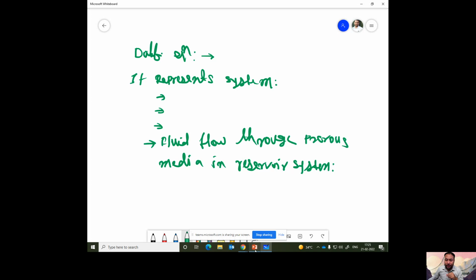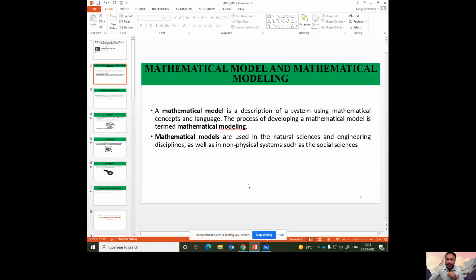Okay, now if I come to my next slide, mathematical model and mathematical modeling. Now you may become very confused. I just spoke about differential equations, that they represent a system, right? Suddenly, in the second slide, you have observed that I talked about the mathematical model and mathematical modeling. How is it? Be careful here.